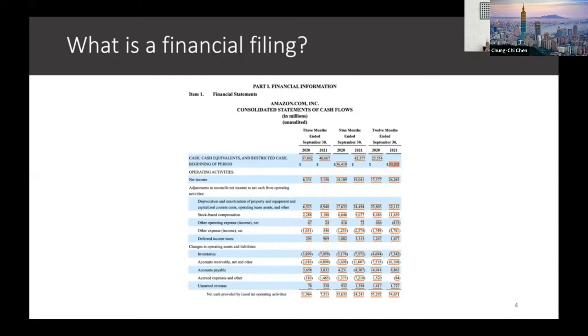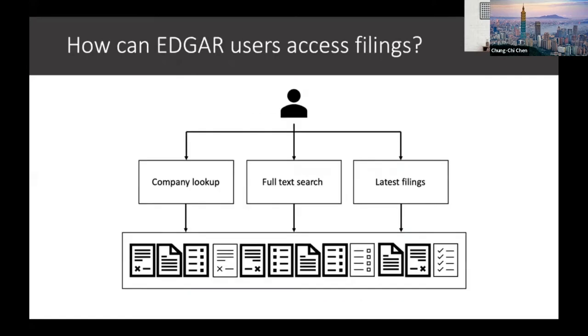US-based publicly traded companies are required to submit these financial filings to the Securities and Exchange Commission via a system called EDGAR, an abbreviation for Electronic Data Gathering and Retrieval System, which is used by anyone to access the submitted filings. A user can go to the EDGAR website, look for a filing, find the information they need, and just read the document.